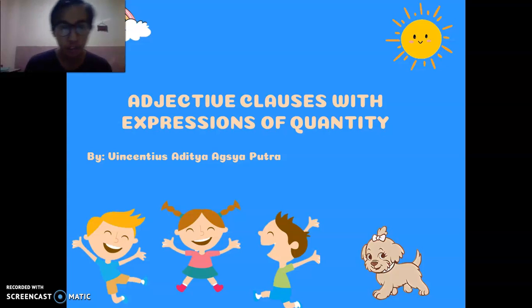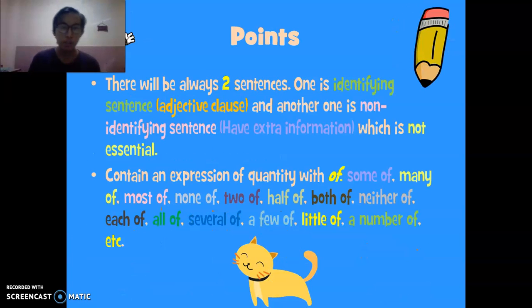As you can see on the title, we're going to talk about adjective clauses with expressions of quantity. So we've got some points here in order to make adjective clauses with the expressions of quantity properly. So the first point is, in adjective clauses with the expressions of quantity, there will always be two sentences.